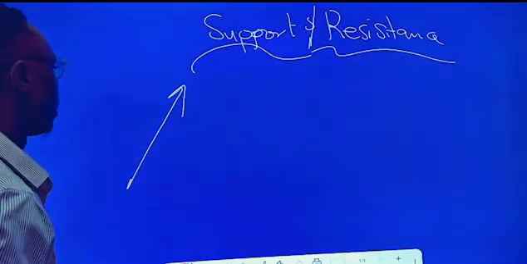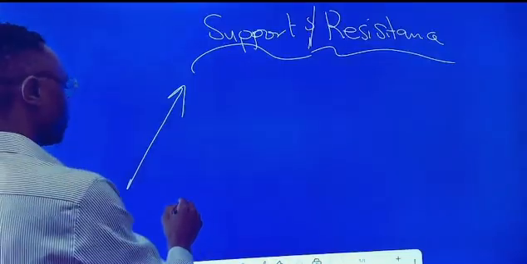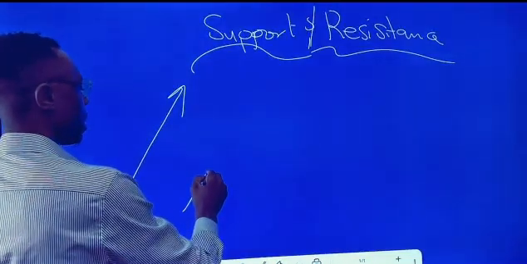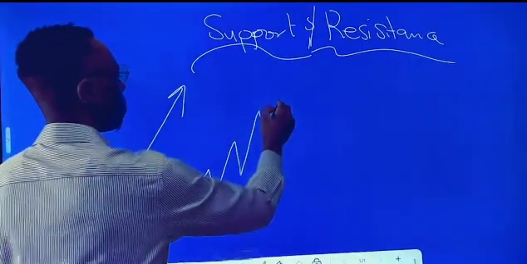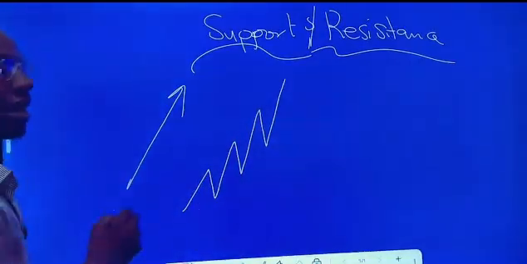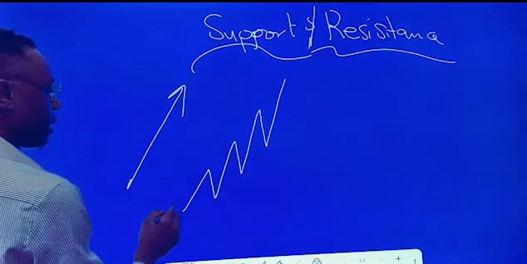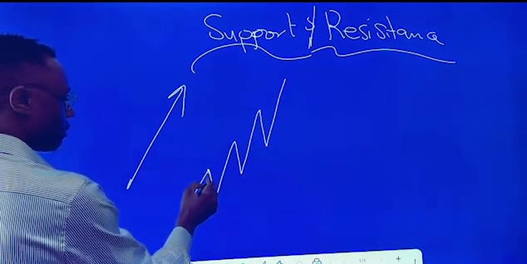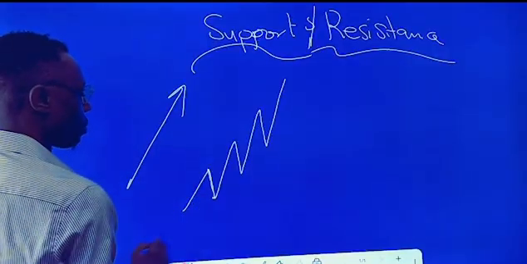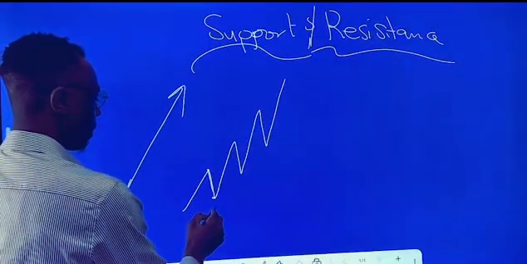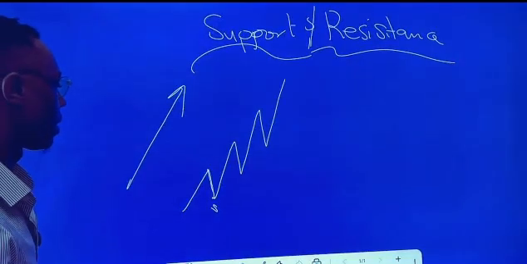Let's assume the market is pushing up. From here, the market goes up, comes down, goes up, comes down, goes up, comes down, goes up. This is basically an uptrend. Wherever the market gets to when it is falling, and the market begins to push up, is called what? Support. Let's represent it as S.